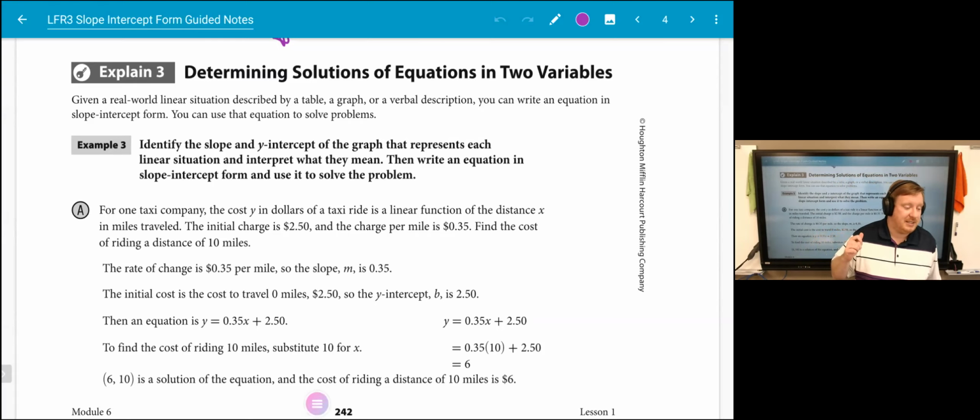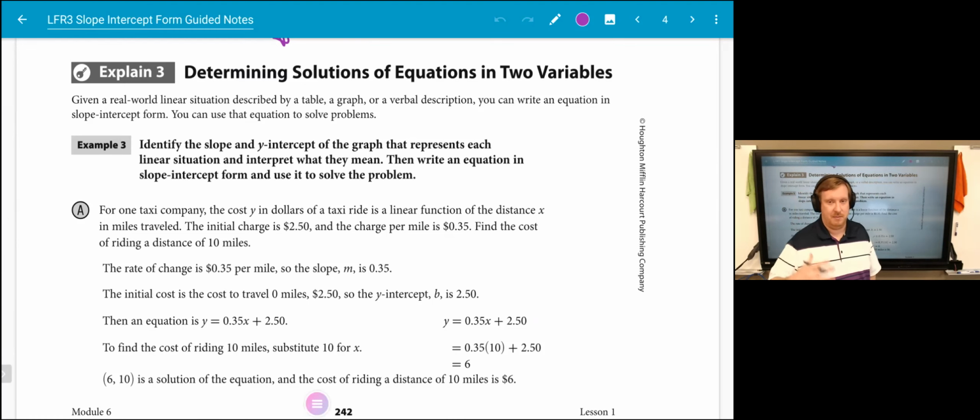Example 3 starts us off with: identify the slope and y-intercept of the graph that represents each situation and tell what they mean. In other words, find the slope, find the intercept. What do they mean? Then write an equation in slope-intercept form and use it to solve the problem. Notice how it's not just solve the problem. The key here is how do you get to that solving process?